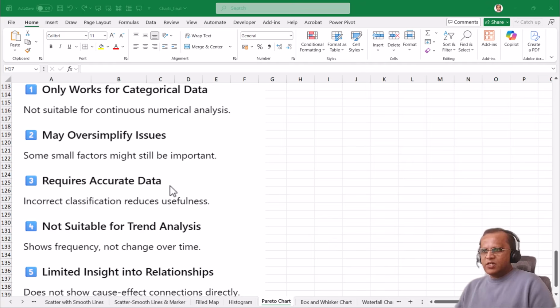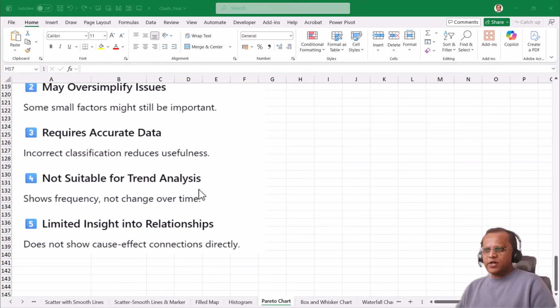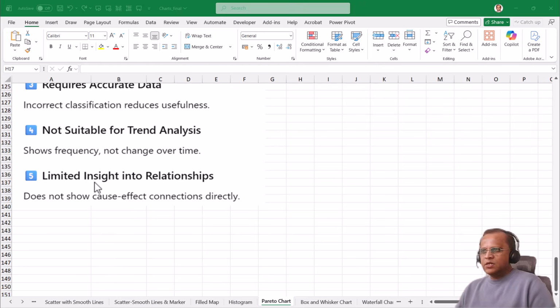It requires accurate data. The data has to be very accurate, otherwise we'll be focusing on the wrong issues. Not suitable for trend analysis. It shows the frequency, not change over time. For trend analysis, we normally use the line chart. The last disadvantage is that it has limited insight into relationships. It does not show the cause-effect connections directly. So we don't know by which factor this particular issue has occurred.